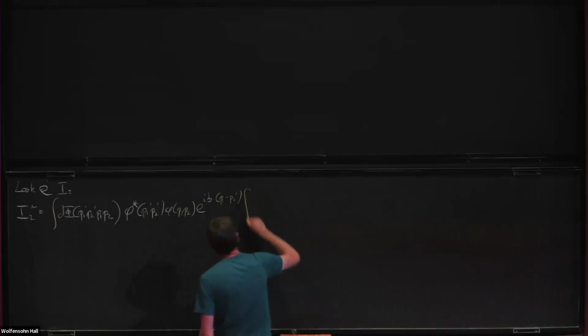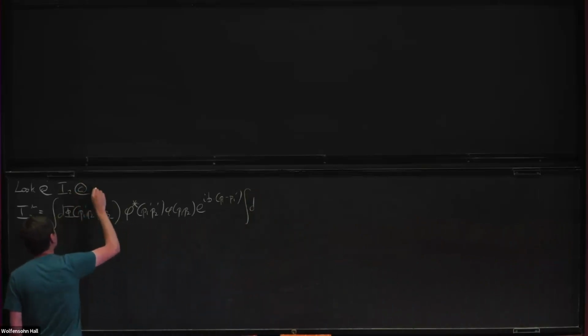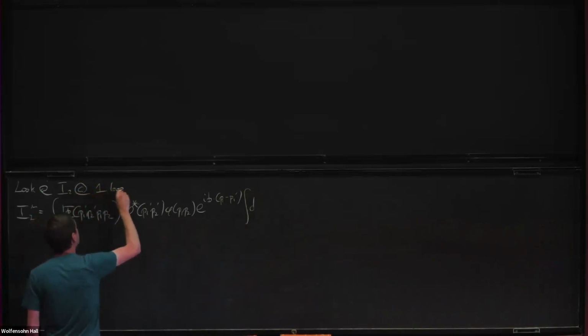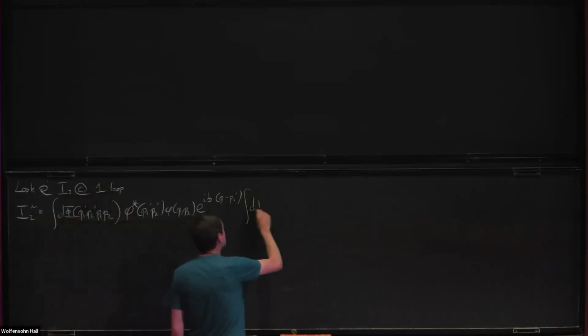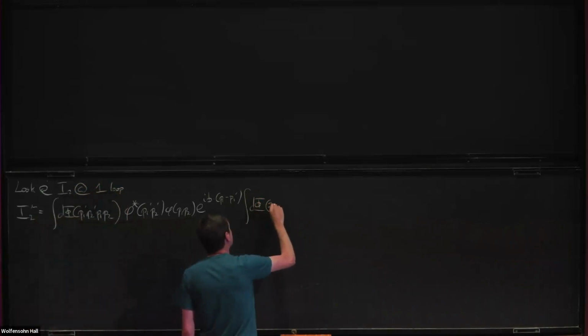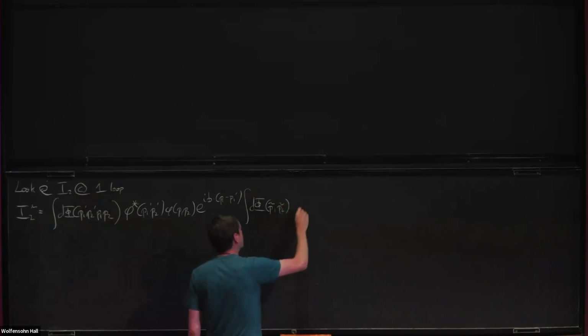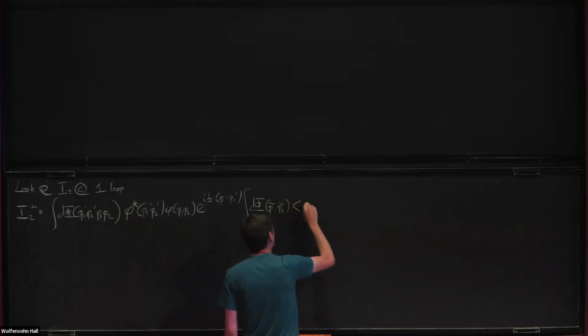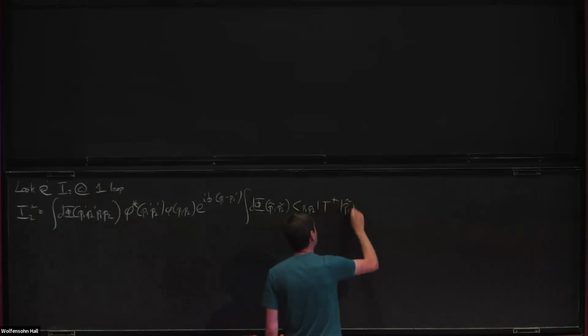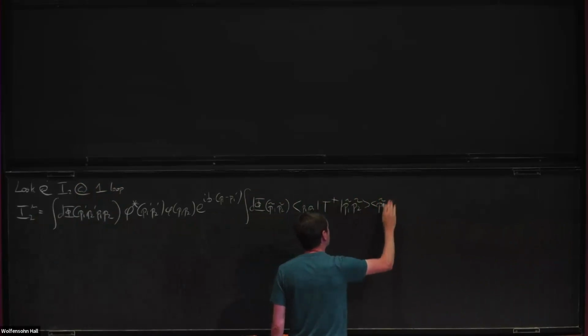So I'm going to look at I2, but I'm just going to look at it at one loop. So that'll simplify things. We'll see in a moment. So I have to sum over phase space when I put in the complete set. P1, P2, T dagger. So I'm putting in the complete set here. P tilde 1, P tilde 2.